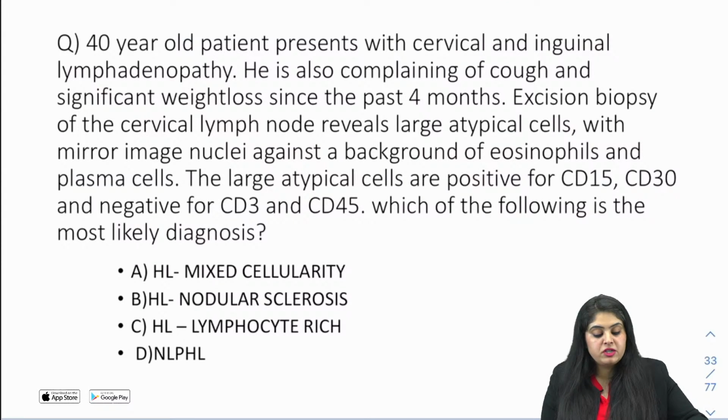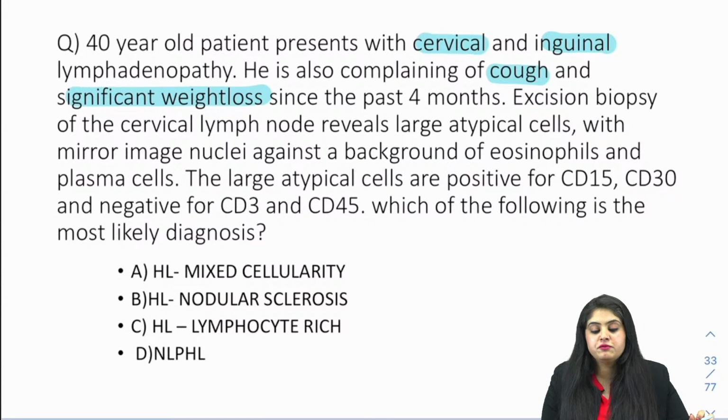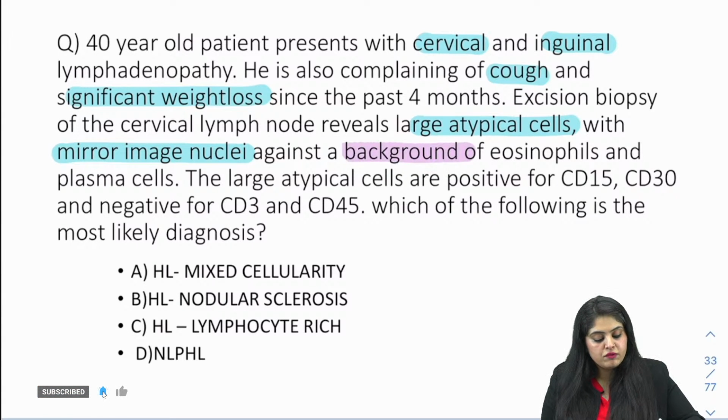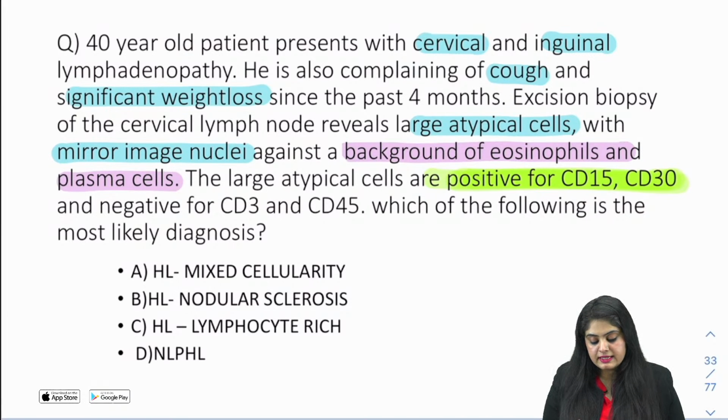A 40-year-old patient, cervical lymph node, inguinal lymph node, there is cough, there is weight loss since the past 4 months. Excision biopsy shows large cells with mirror image nuclei in a background of eosinophils and plasma cells. The large cells are positive for CD15 and CD30. Which of the following is the most likely diagnosis?